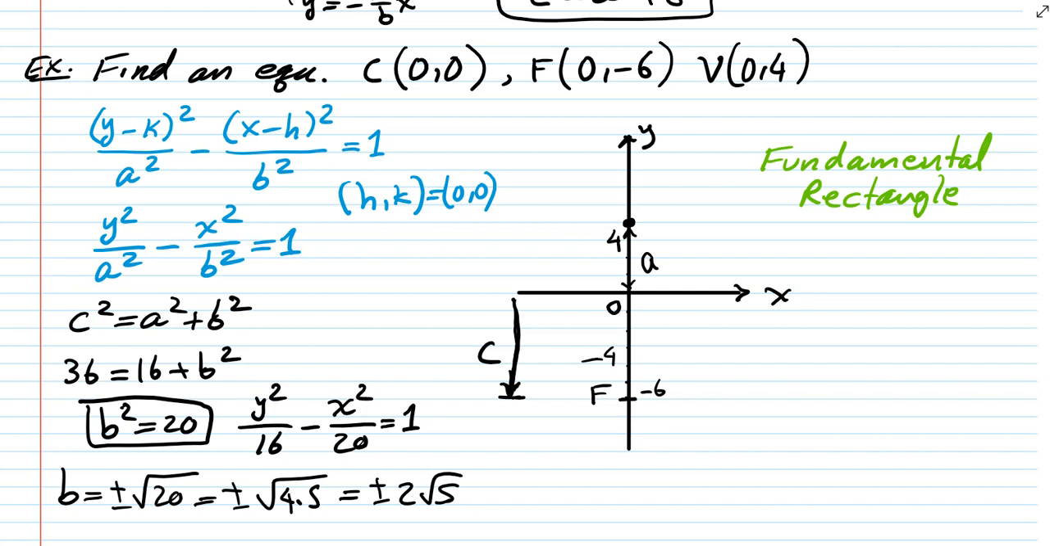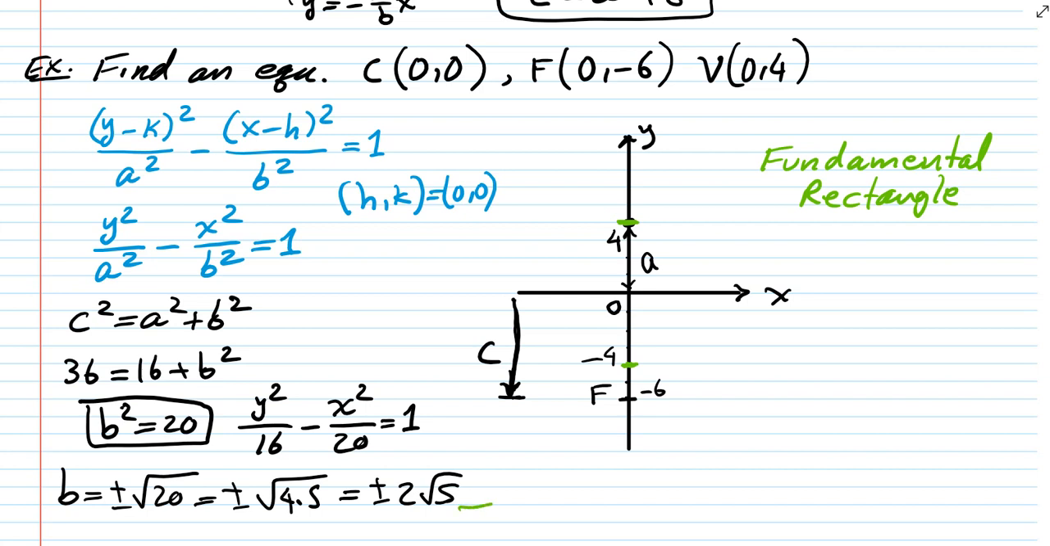To start with, you look at the denominator of y squared, 16. Square root of 16 is 4. You go up 4, down 4. Up 4, down 4. And that's also where the vertices are, right? And then you look at the denominator of x squared, 20. Square root of that is 2 root 5. So you're going to go now to the right and left from the center, 2 root 5.